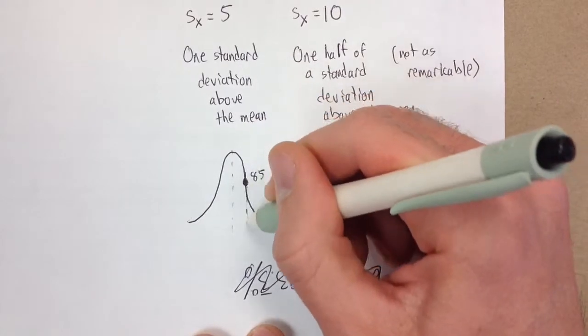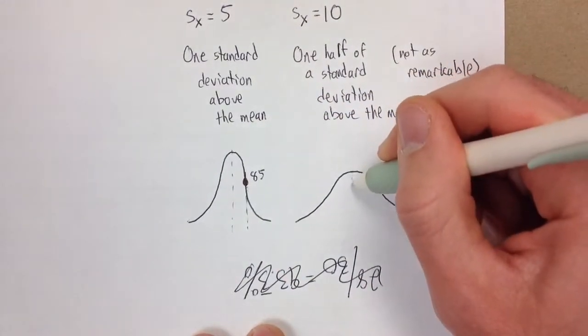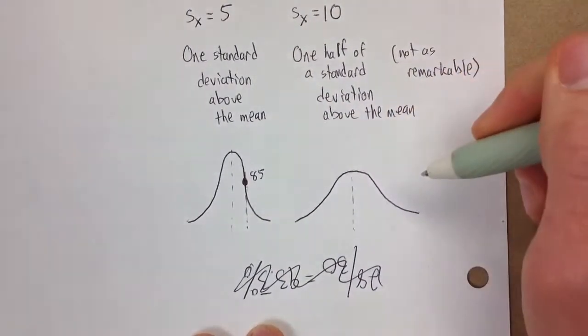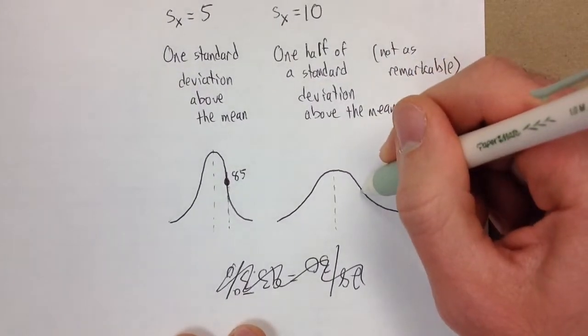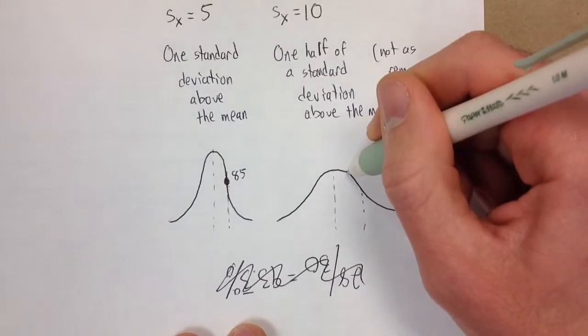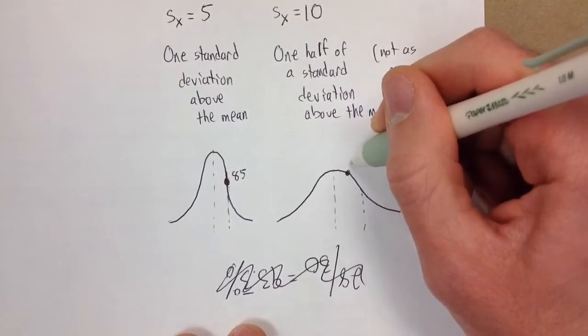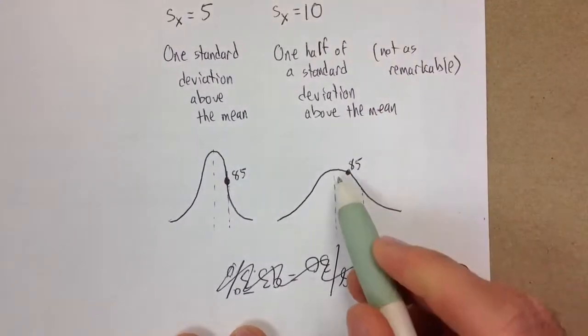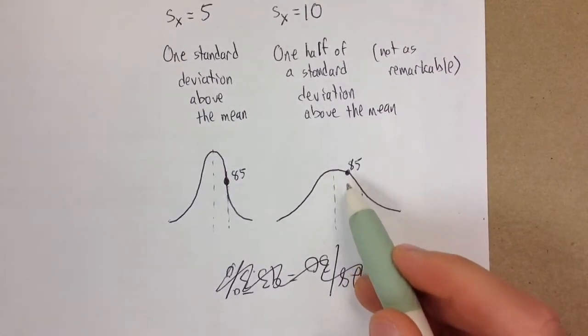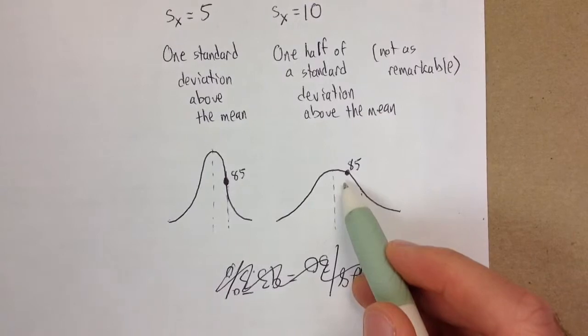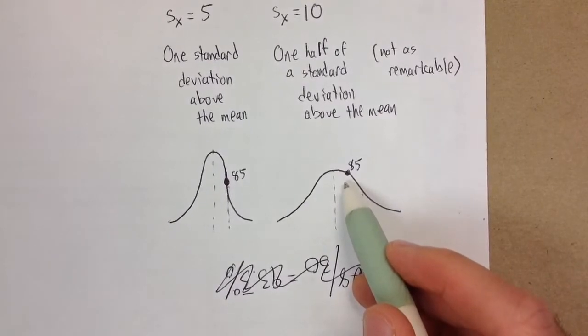Okay. For here, though, because the standard deviation is a lot more, you're going to be like here, closer to the average, relatively speaking. Okay, so not as remarkable. If you get that, then you get z-scores, the essence of them at least. Okay?